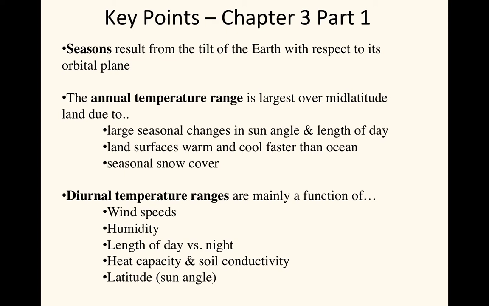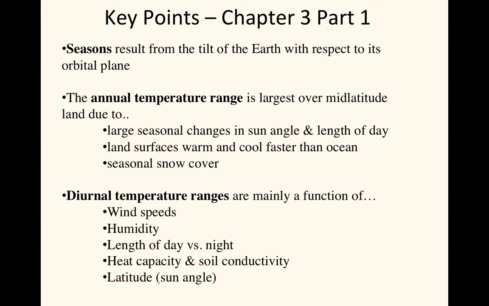Chapter 3 had a number of key points. First, from the last lecture, seasons result from the tilt of the Earth with respect to its orbital plane. The annual temperature range is largest over the mid-latitude land areas due to large seasonal changes in sun angle and the length of day there. Those land surfaces will warm and cool faster than the oceans, and also the seasonal snow cover.